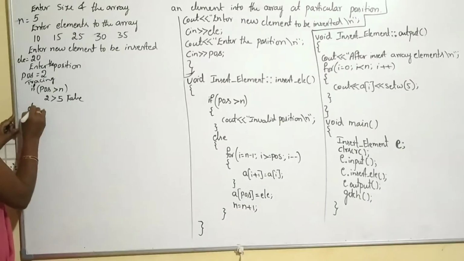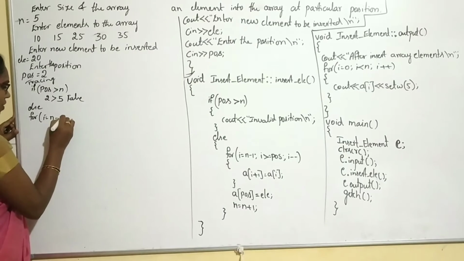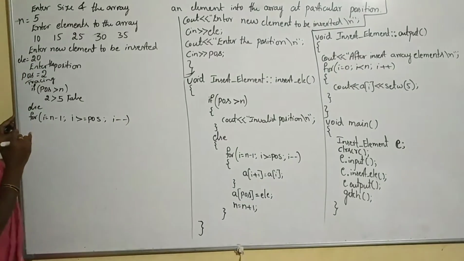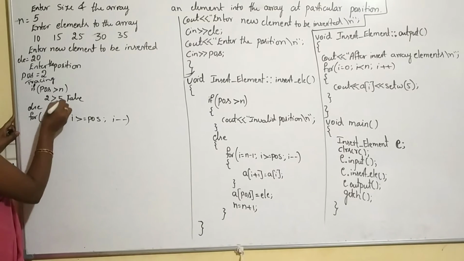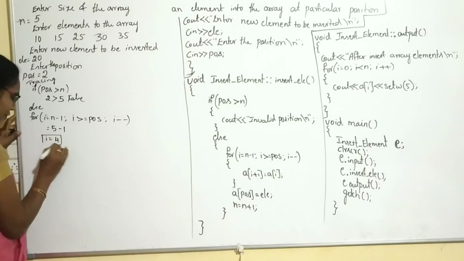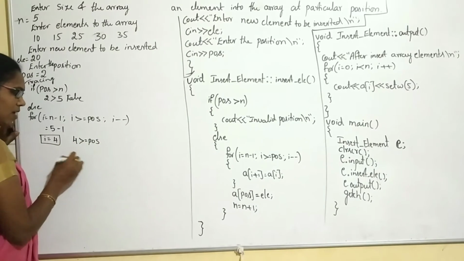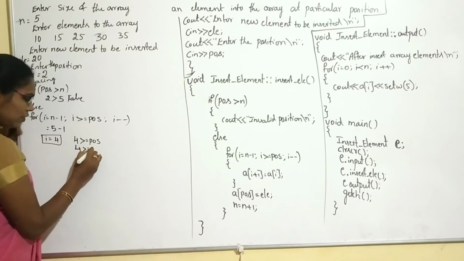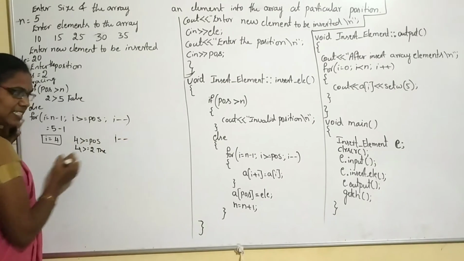So in the else clause, what is the loop we use? i equals n minus 1; i greater than or equal to position; i minus minus. Carefully observe the flow. Substitute the n value. n value is 5, so 5 minus 1 is 4. What is the initial value of i? 4. Then is 4 greater than or equal to position? What is the position value? Position value is 2. So 4 is greater than or equal to 2. Then the condition is true. Later, i decreases its value by 1 unit.